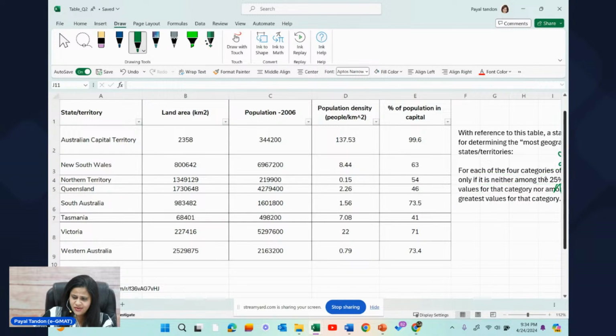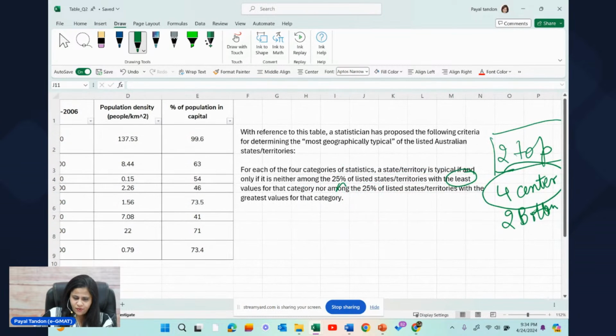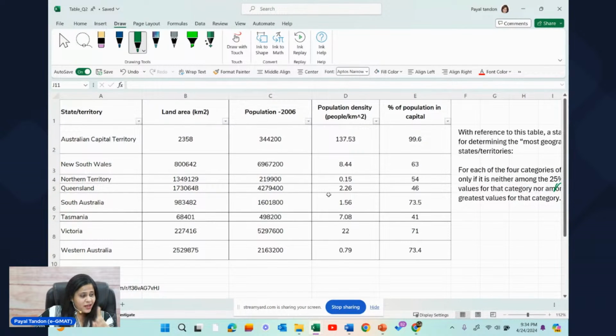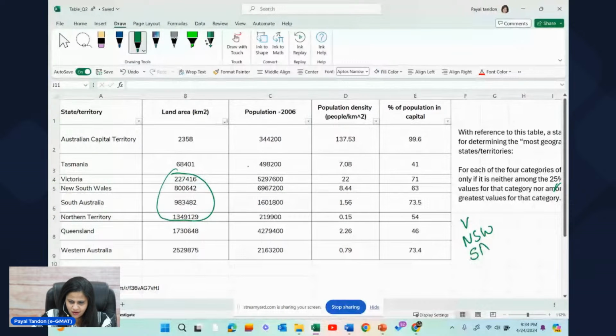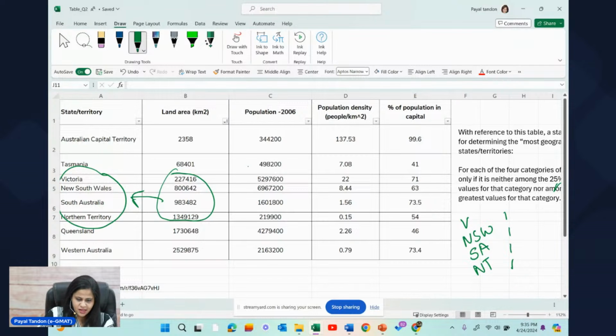Let me get rid of all of this. We understand the definition of geographically typical. Now I do have the luxury of writing things down over here, but I'm not going to write that, because I want to simulate how you should be taking notes in the exam environment. Okay, so let's get started. Let's sort this. Now I have to pick these four over here, right? So I'm going to start creating my tally table: Victoria, New South Wales, South Australia, Northern Territory. I'm picking these because these are my geographically typical. So I'm going to write down 1, 1, 1, 1 because they are in this land area. Okay, I'm going to erase this.